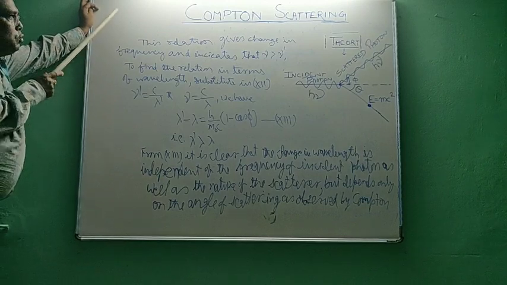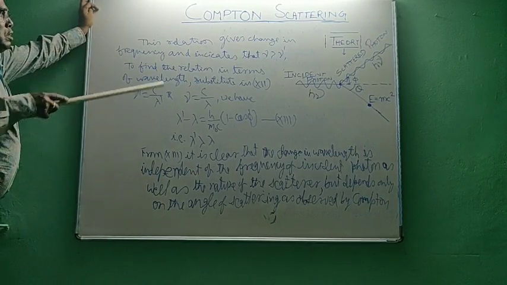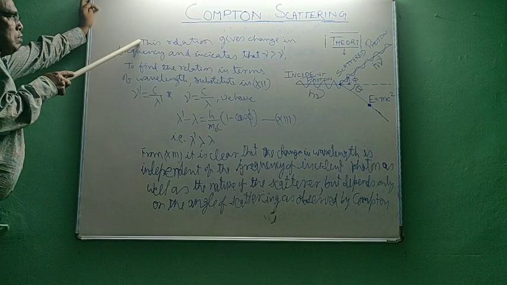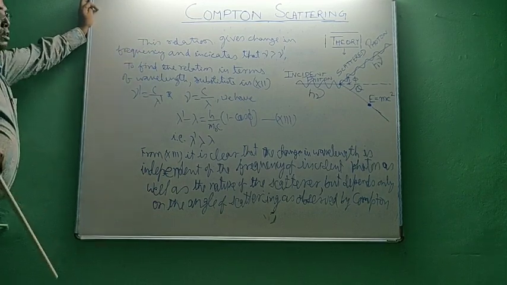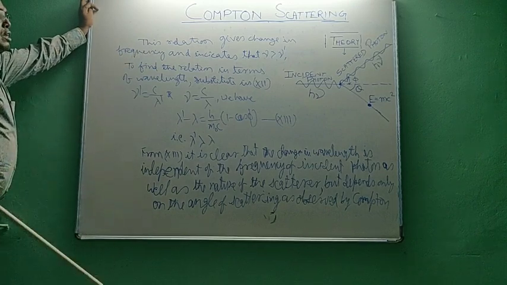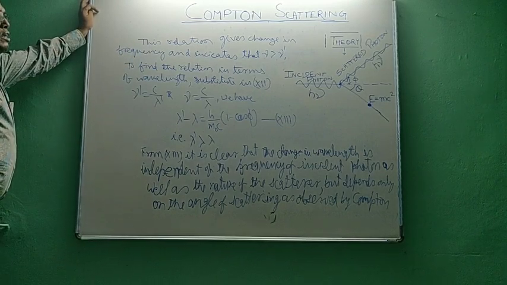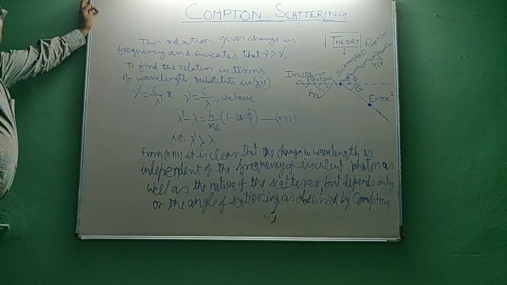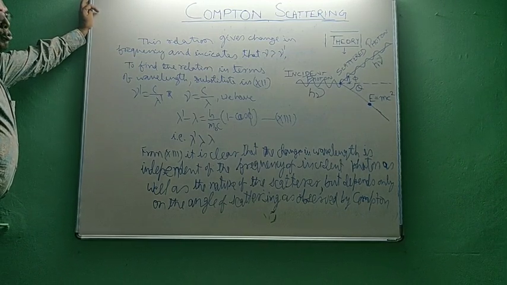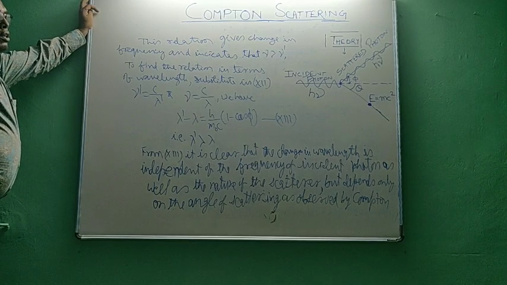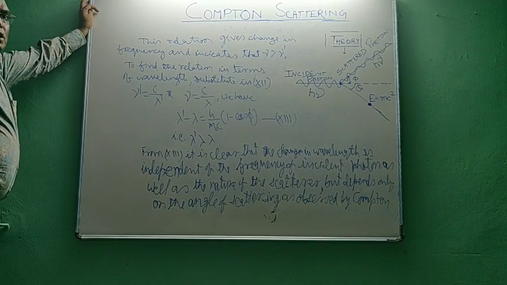From equation 12, this relation gives the change in frequency and indicates that nu is greater than nu dash. That is, the frequency of the incident photon is greater than the frequency of the scattered photon.